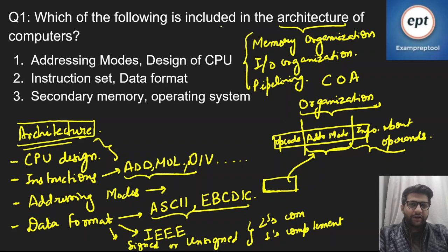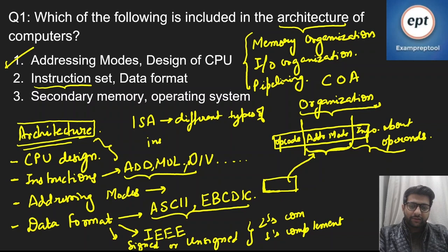So if we see the question, it is asking for which of the following is included in the architecture of the computer. So first option is saying that addressing mode and design of the CPU. Yes, these are part of the computer architecture. Instruction set and data format. So what is instruction set? The instruction set architecture represents different types of instruction that the CPU supports, right? So instruction set is also a part of the architecture and the data format. So this is also a part of the architecture.